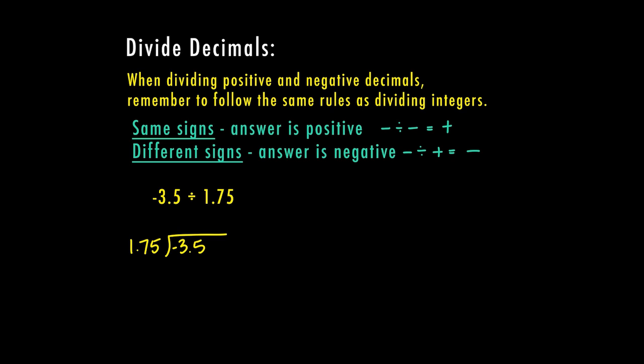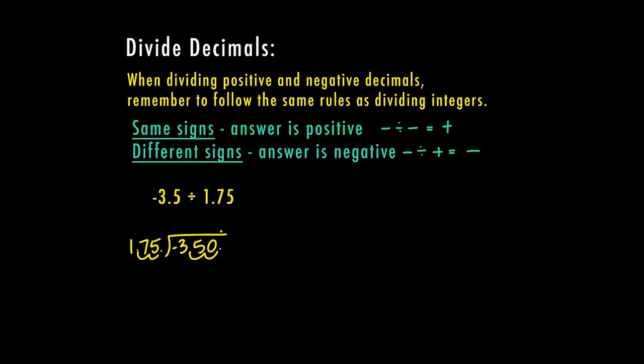So the first thing I have to do is turn my divisor, the number outside, into a whole number. So in order to do that, my decimal has to move all the way to the right. In this case, I moved it twice. Whatever I do to the outside, I also have to do to my dividend. So I'm going to move this decimal twice. In the space that I have there, I'm going to add a 0. And then I'm going to bring my decimal straight up from its new position. Now my decimal's in place.